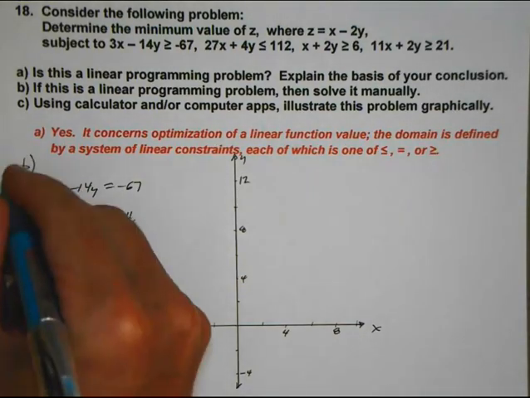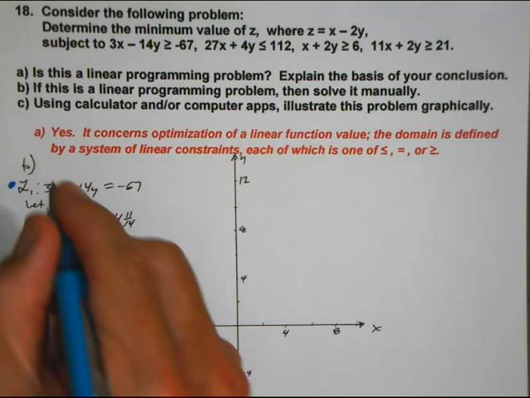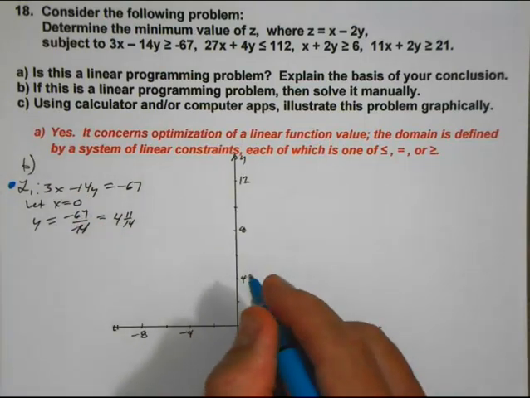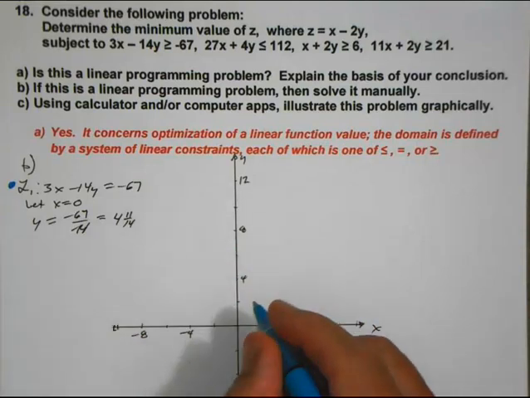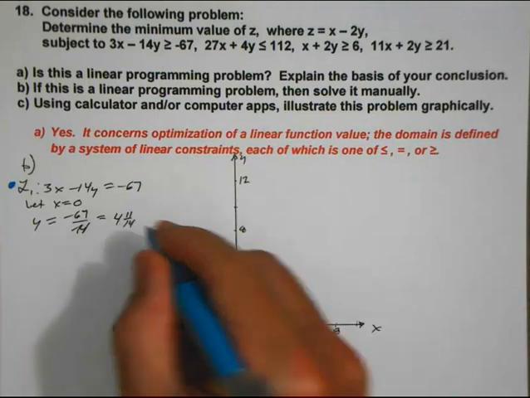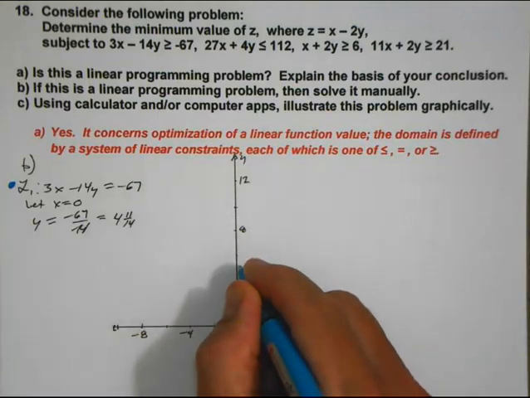Let's make light blue the color code for this first region here, with a y-coordinate of 4 and 11/14. So that's about 4.7 or so. Okay, so here's 4. There's 5. About there.